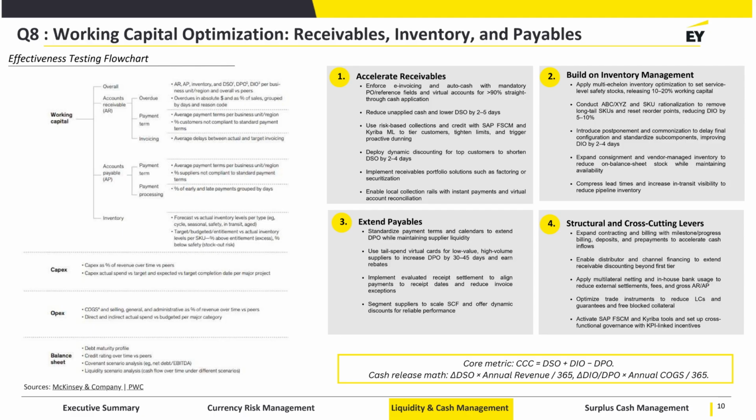First, we accelerate receivables. We enforce e-invoicing, virtual accounts, and straight-through cash applications to lower the days sales outstanding by approximately 3 to 6 days. We use various artificial intelligence and machine learning models for risk-based collections, dynamic discounting of our receivables, and financing these receivables where we deem appropriate.